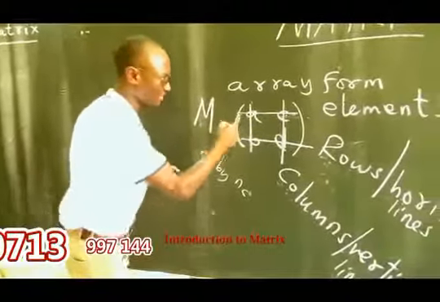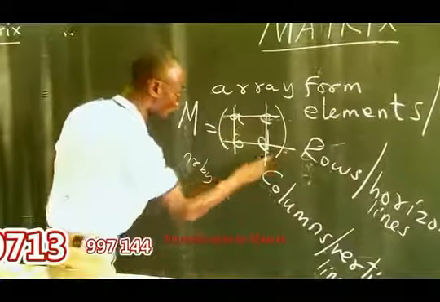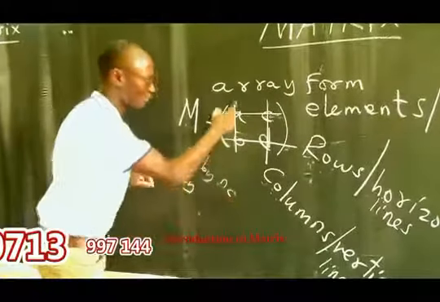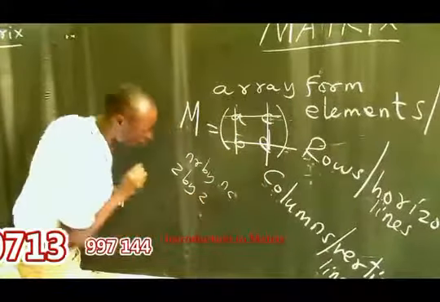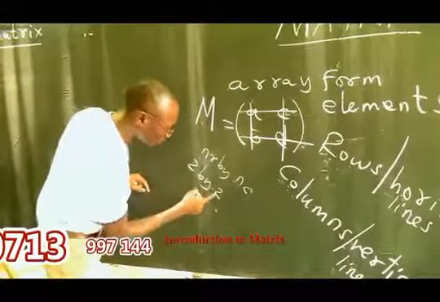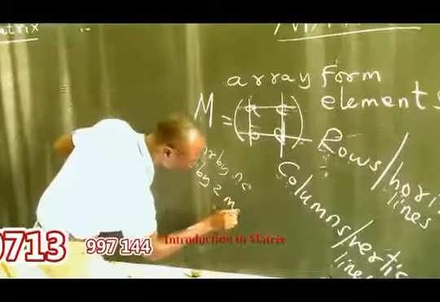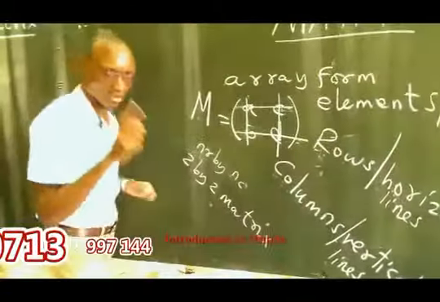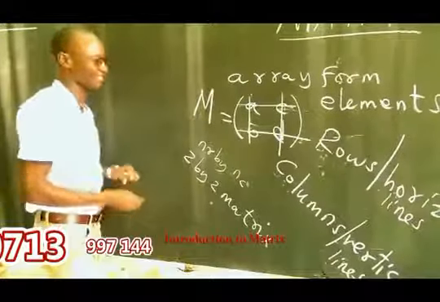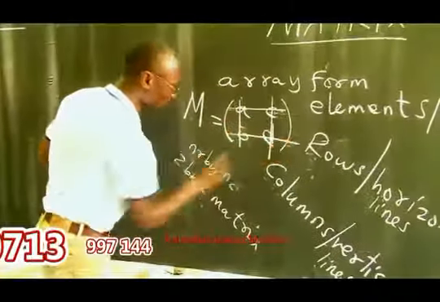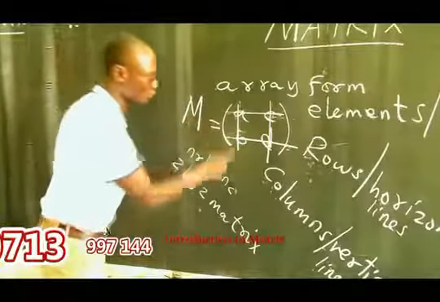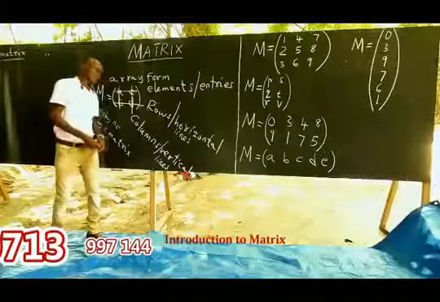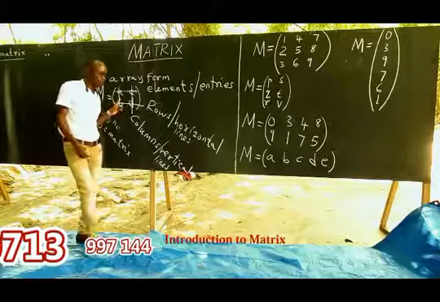Number of rows: 1, 2. Here we have 2. By number of columns: 1, 2. Here we have 2. So it is equal to a 2 by 2 matrix, because it has got 2 rows and 2 columns.